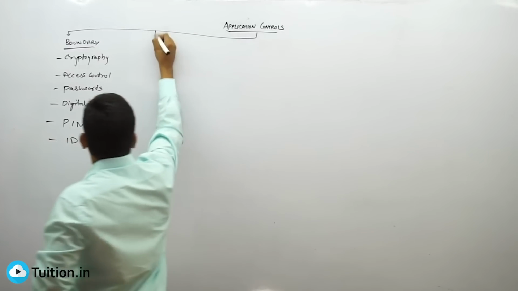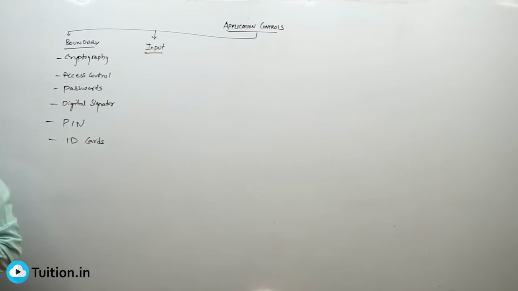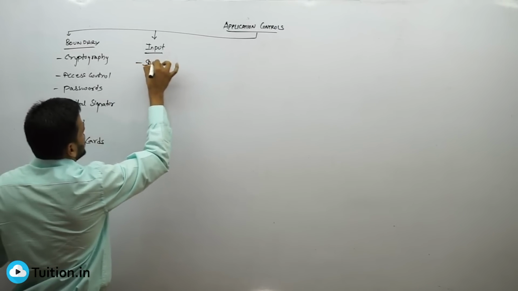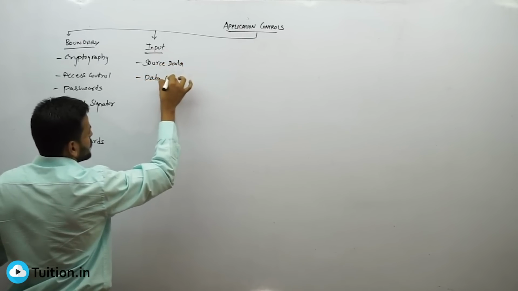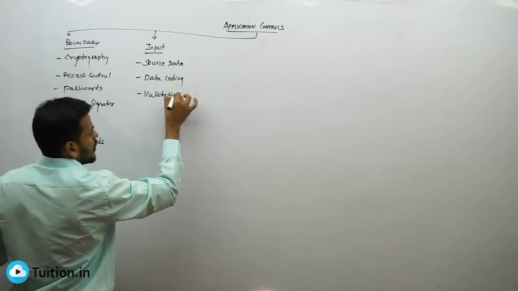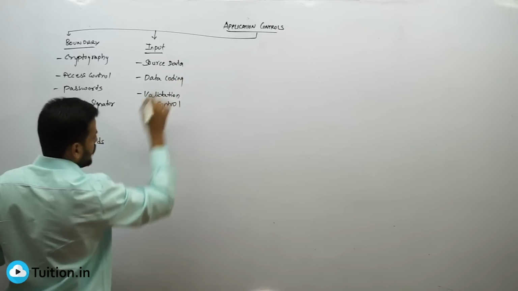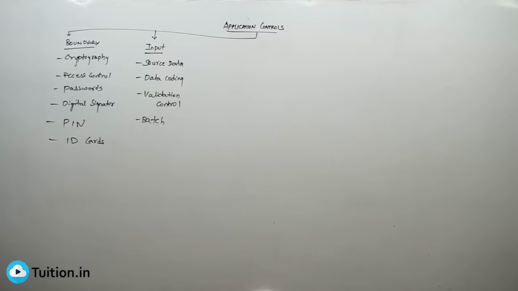After boundary controls, we have input controls. Under input controls, we are dealing with 4 of them, where we take care of source data controls, then data coding controls, validation controls, and of course if you are entering input in the form of a batch, then you have batch controls. So that's what we have to do with input controls, guys. We have boundary controls and input controls.